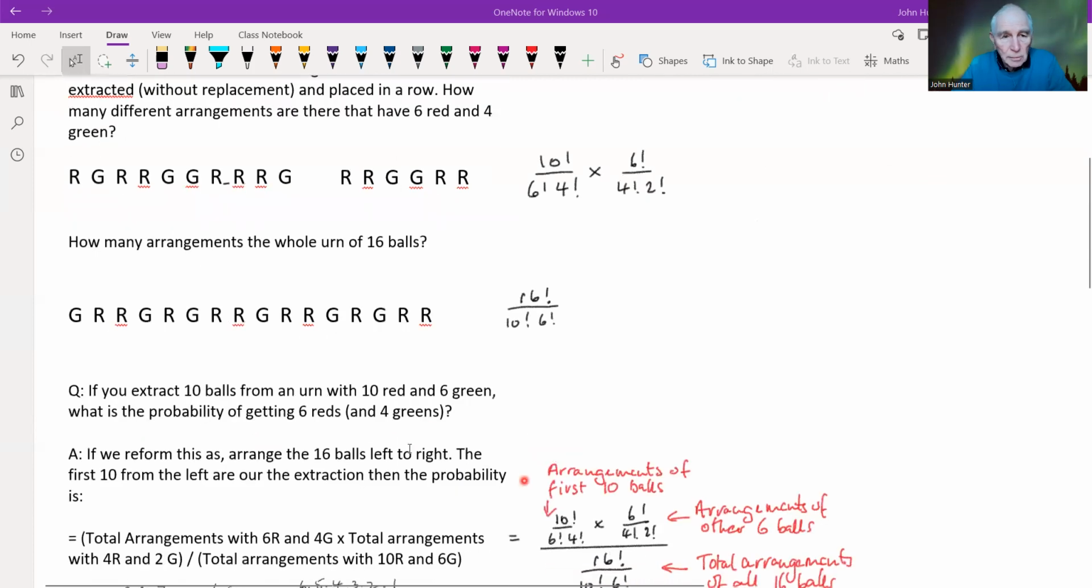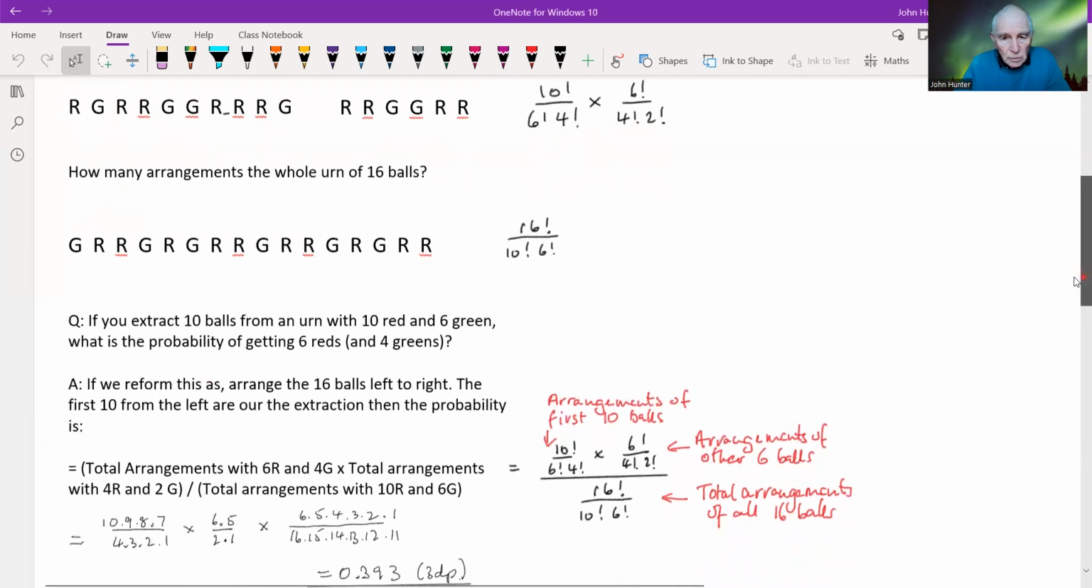So let's just scroll a bit. How many arrangements are there of the whole urn of 16 balls? Well, if we just look at the whole 16 and just imagine them in one template with 16 slots in, then it would be this. So that would be the total number of possible arrangements of the 16. Okay, so that's what we've got there.